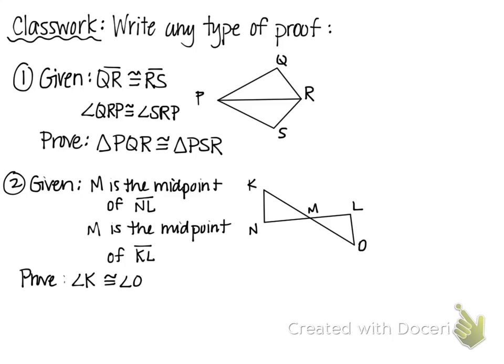Now number 2, we've got 2 midpoints, so we've got to use the midpoint theorem. And then we're trying to prove that angle K is congruent to angle O. Now, this time, on this one, you've got to prove 2 triangles congruent first. And then, remember, if you've got a proof statement that's something other than a triangle congruent statement, you're going to use CPCTC at the end. Good luck.